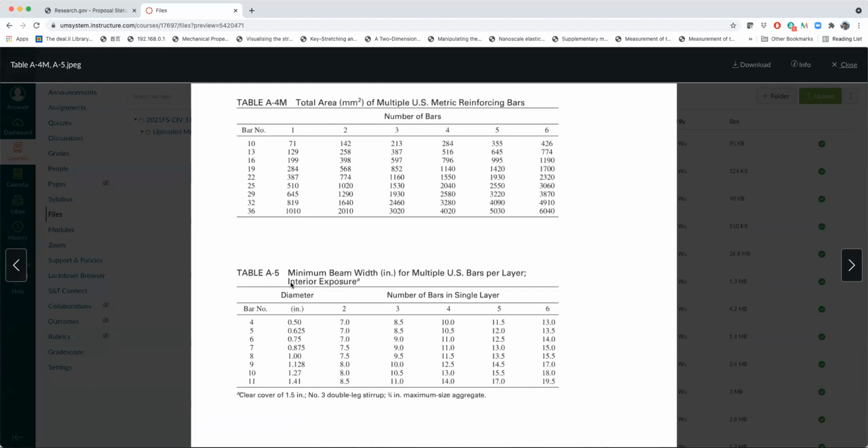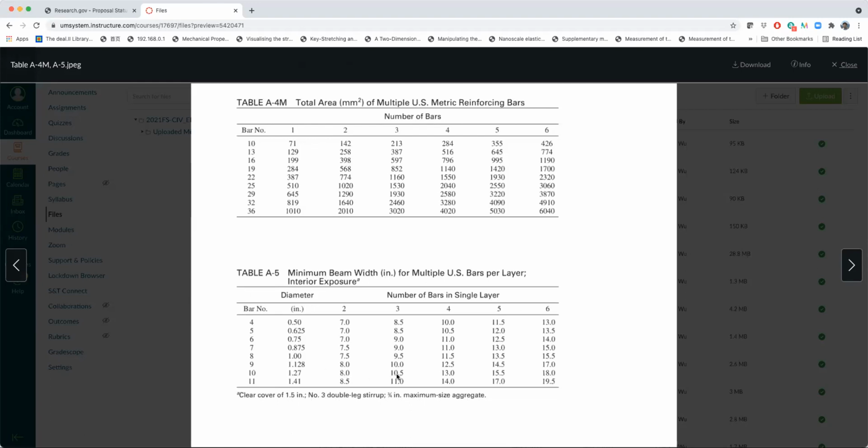All right, and be careful, this is interior exposure. That means 2.5 inch of concrete cover maximum, lowest 1.5 inch. And this is number 3 double leg stirrups, with 3/4 maximum aggregate size. So even the stirrups are fixed at number 3.